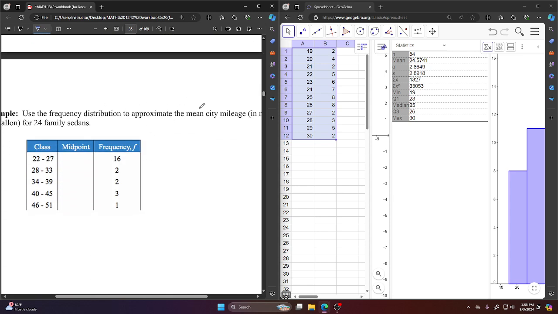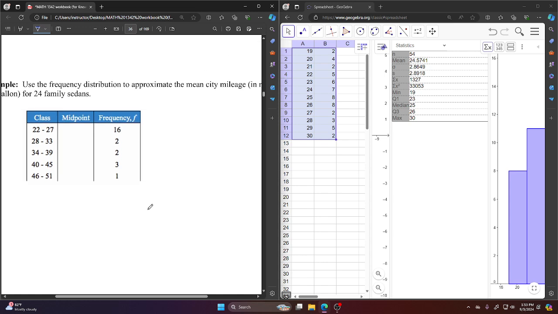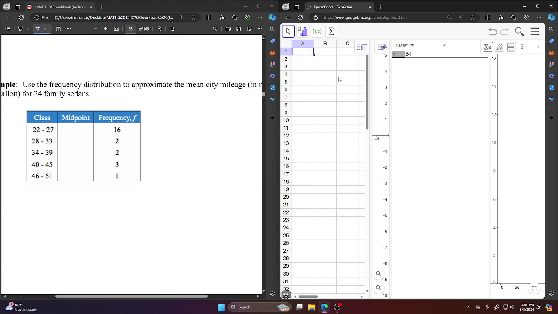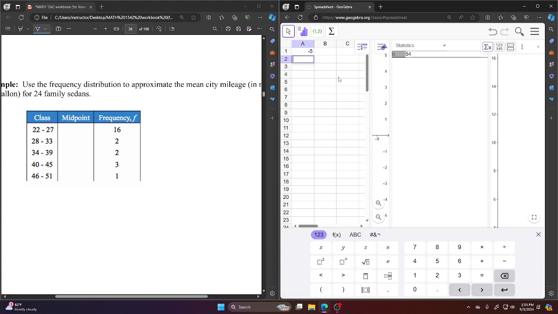So, frequency distribution for the mean, the average city mileage of 24 sedans. This is a perfect example. We're wanting to use the computer, we're wanting to use GeoGebra. Okay, let me try it. Right here, I would say please don't do this at home, because it's going to get dangerous here. Did you see that? Look what I'm doing.